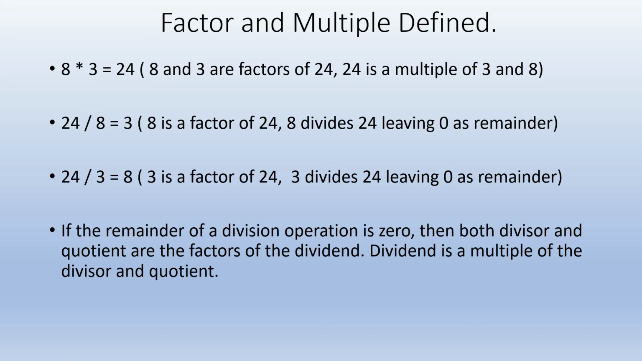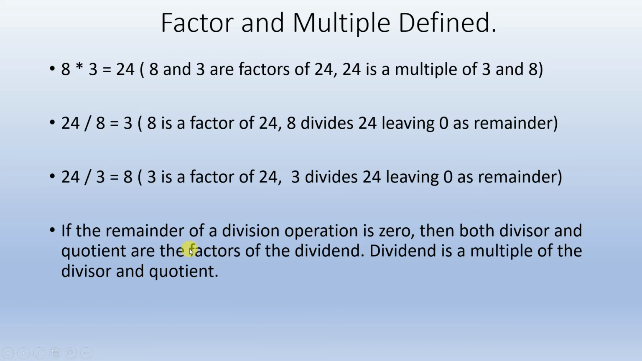So in this division operation, if we observe carefully, we can say the divisor is a factor of 24. Okay, if the remainder of a division operation is 0, then the divisor will be a factor. The quotient will also become a factor of 24. Take 24 by 3, the divisor is 3 and the quotient is 8. So both 3 and 8 become factors of 24.